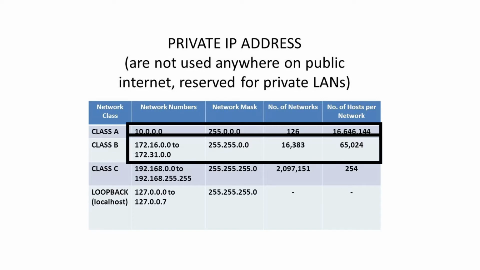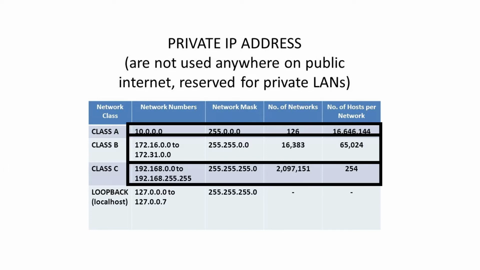In Class B, you could have 172.16.0.0 all the way up to 172.31.0.0. The subnet mask, of course, would be 255.255.0.0, and the number of networks would be over 16,000 networks with 65,000 hosts to each network.